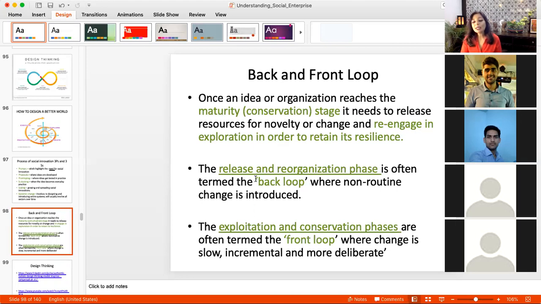The release and reorganization phase is often termed the back loop, where non-routine change is introduced. The last, the exploitation and conversion phase, is often termed the front loop, where change is slow, incremental and more deliberate.